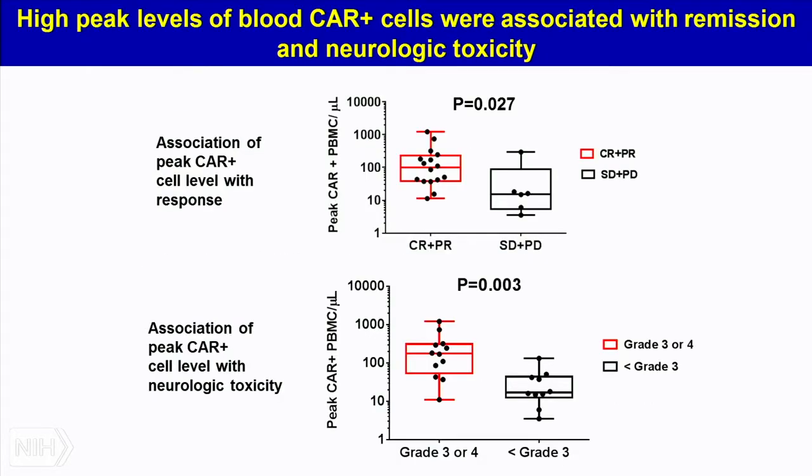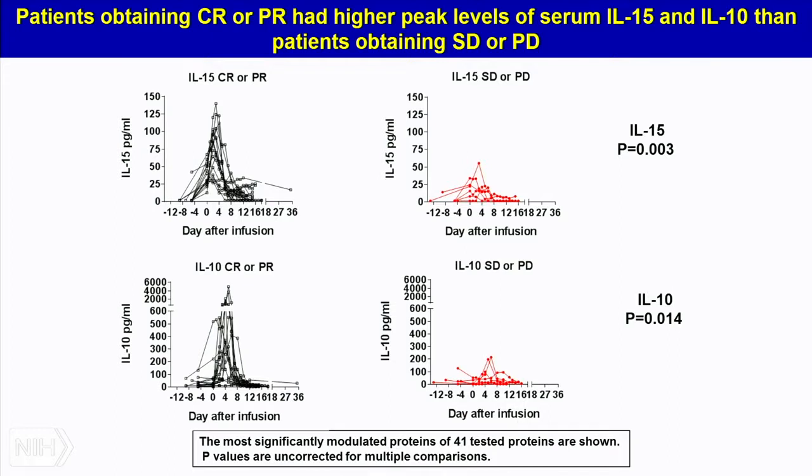So with correlative studies, again, there's a lot of this published in my paper, Journal of Clinical Oncology, Kochenderfer et al., 2017, but just a little bit of the correlative studies. We found an association of peak CAR T-cell levels with response. So patients that obtained a response of complete remission or partial remission had higher levels of blood CAR T-cell levels, again, detected by PCR in this case. And if we look at the neurologic toxicity, the patients that had the severe neurologic toxicity of grade 3 or 4 had higher levels of peak CAR T-cells in their blood compared to patients who had less than grade 3 neurologic toxicity. So the CAR T-cells were associated with both response and toxicity.